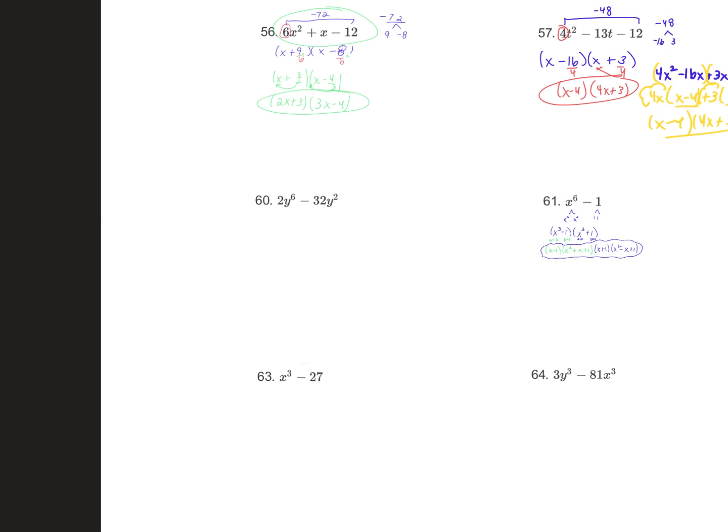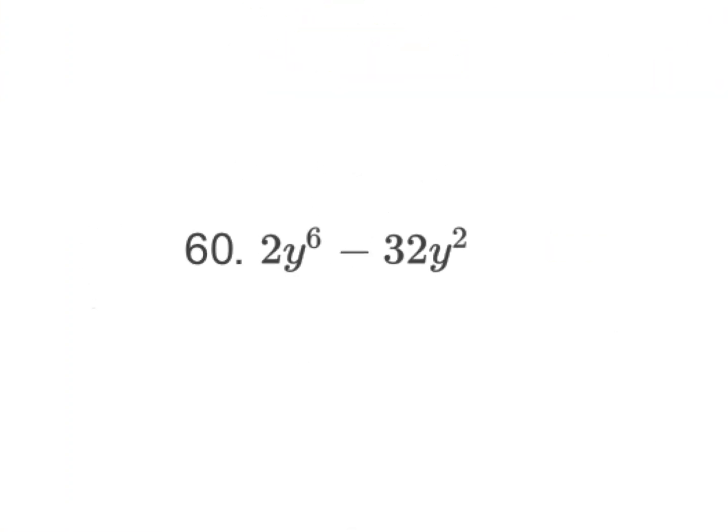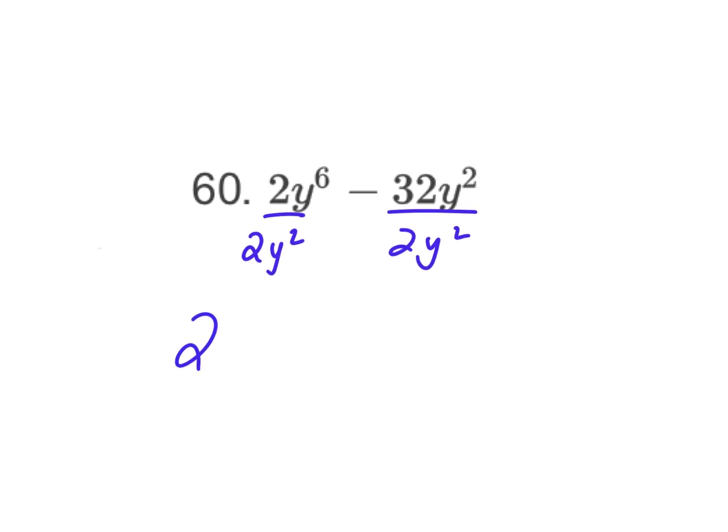Oh, I didn't realize I skipped 60. I'm sorry. Let's go back up to 60. First thing I'm going to look for is the GCF. I'm going to take out 2y squared. So I have 2y squared, and then I'm left with y to the 4th minus 16.